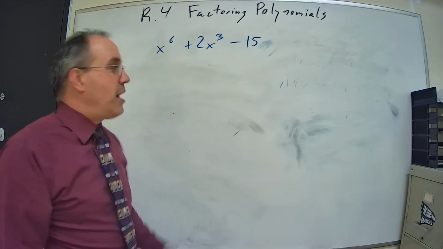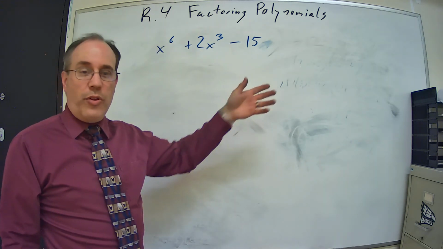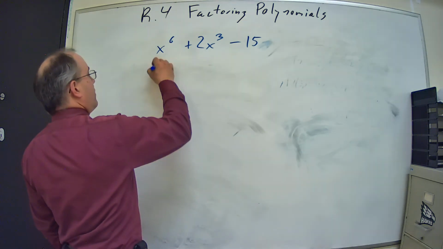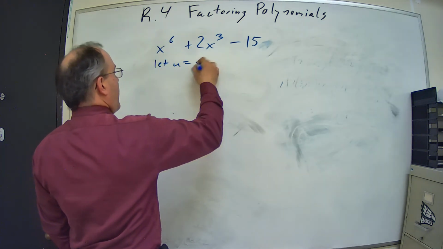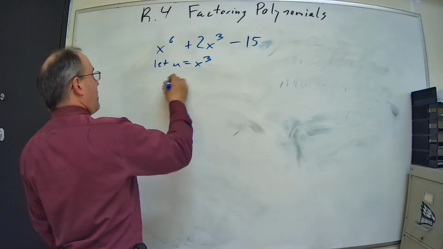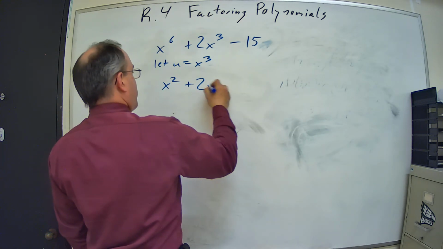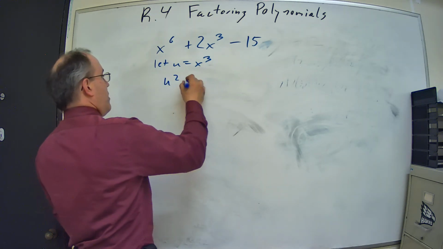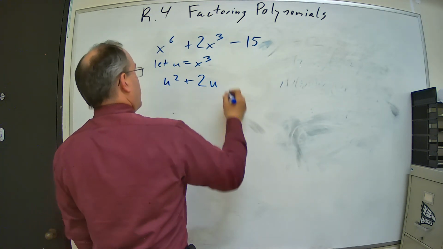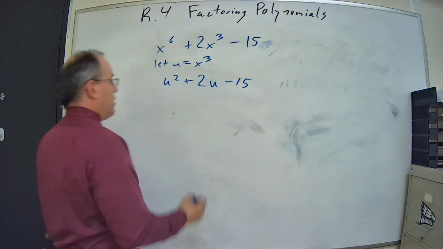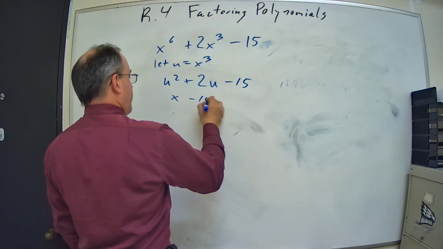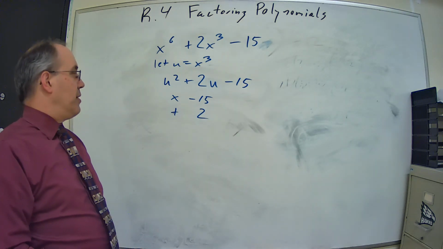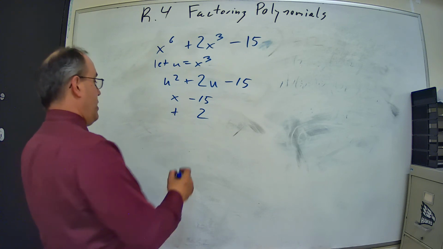How do we do that? That's not our standard trinomial, but it is a trinomial. It's not a quadratic, so what do we do? And we look at this and go, well, wait a second. If I let u equal x cubed, then I have u squared plus 2u minus 15. Two numbers that multiply to negative 15 and add to positive 2. That would be positive 5 and negative 3.